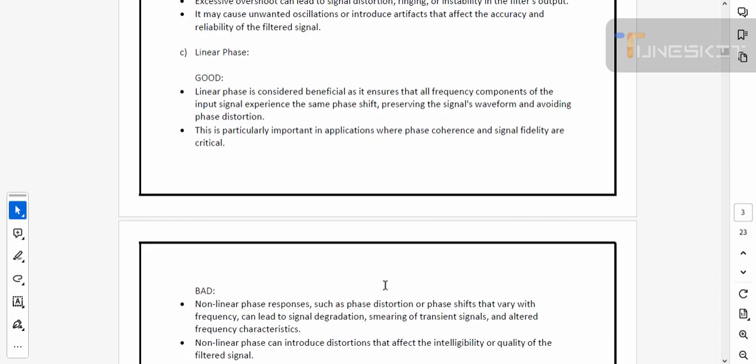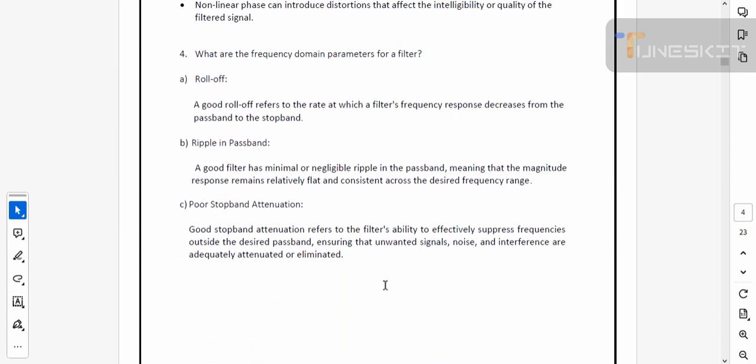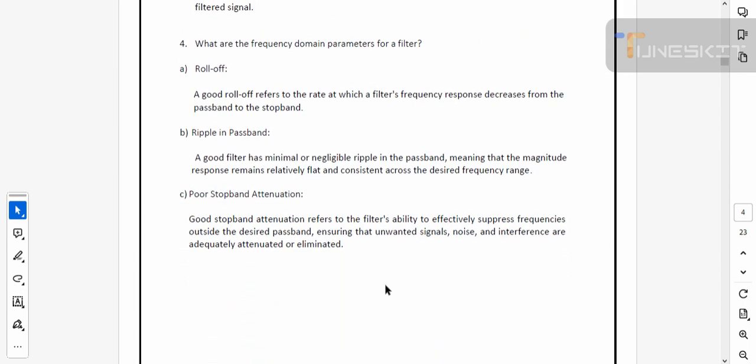The third one is linear phase. Linear phase is considered beneficial as it ensures that all frequency components of the input signal experience the same phase shift, preserving the signal's waveform and avoiding phase distortion. Question number 4 is: what are the frequency domain parameters for a filter?